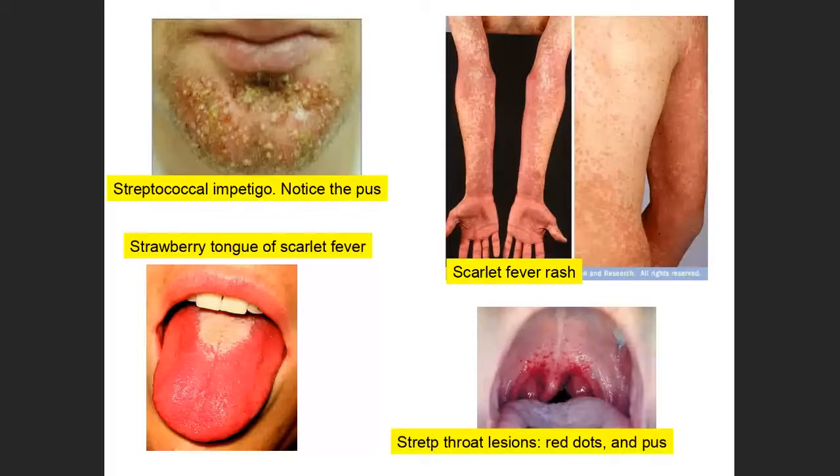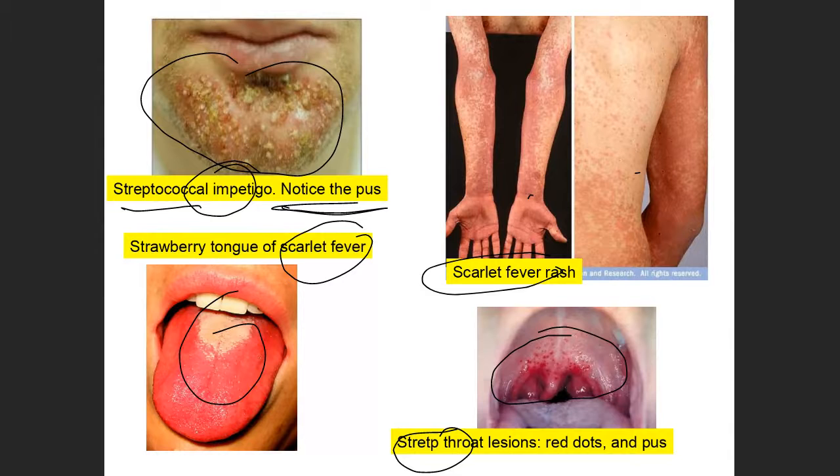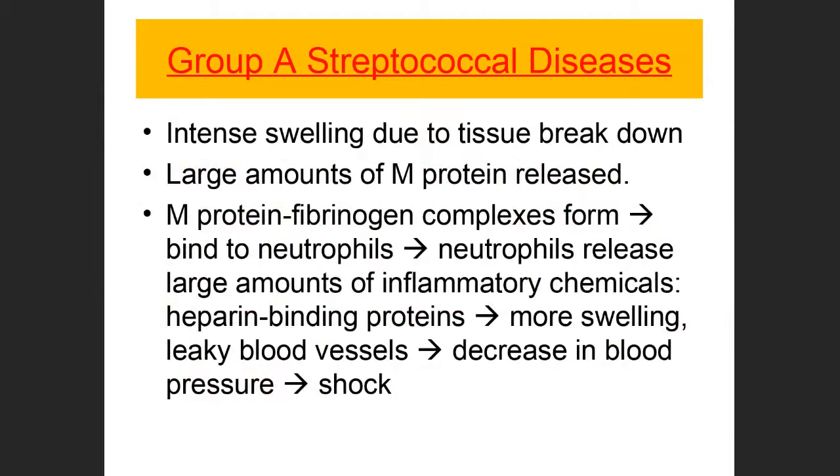I skipped over the little PowerPoint that had the picture of some of the other infections that group A strep can cause. Impetigo, and this one is impetigo with a lot of pus. So if you go back and look at the picture of impetigo with the Staph aureus, you don't see as much pus as you see with an impetigo caused by group A strep. Scarlet fever, there's the scarlet fever rash. Strep throat, those are the characteristic strep throat lesions. Scarlet fever is also characterized by a red tongue.